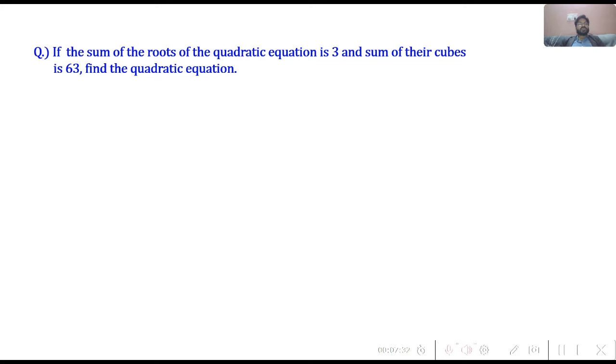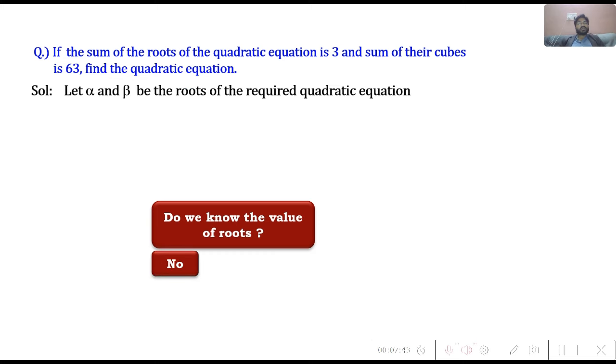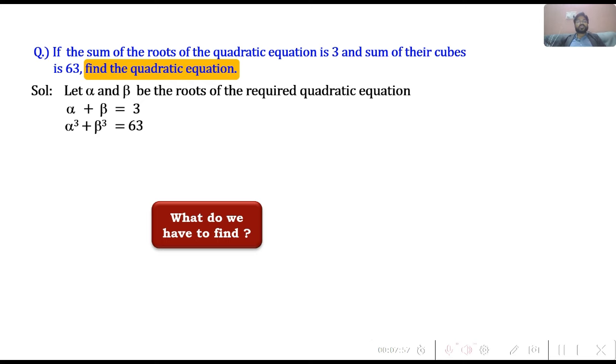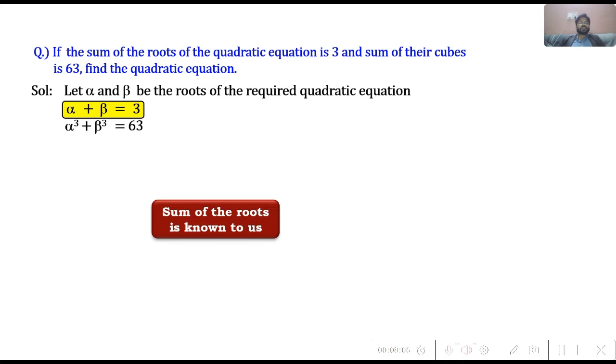Now alpha minus beta whole square is equal to alpha plus beta whole square minus 4 alpha beta. So now the question: if the sum of the roots of the quadratic equation is 3 and the sum of their cubes is 63, then find the quadratic equation. So let us consider alpha and beta are the two roots. So alpha plus beta is equal to 3 and the sum of their cubes, alpha cube plus beta cube, is equal to 63. To form a quadratic equation, we require two things: sum of roots and product of roots. So we need to solve both equations. Sum of roots is 3, but product of roots is unknown.